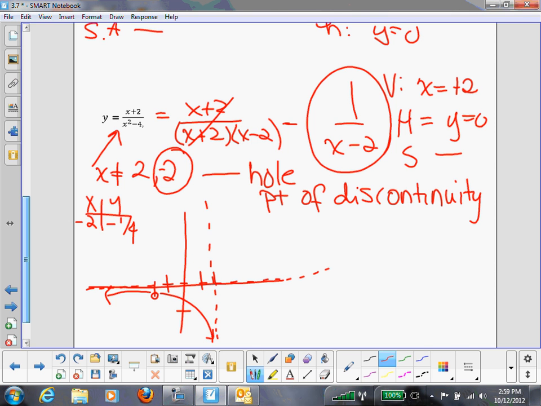Okay? And then we would try another one like 3. When x is 3, I get 1. Everything over here is okay. You always use the simplified function. The hole was created here, and we come up with this function that we're graphing.